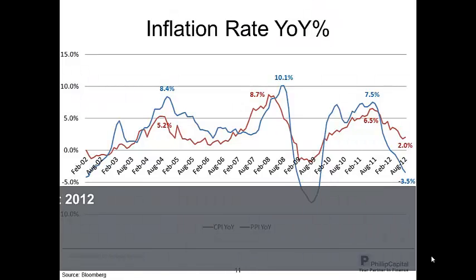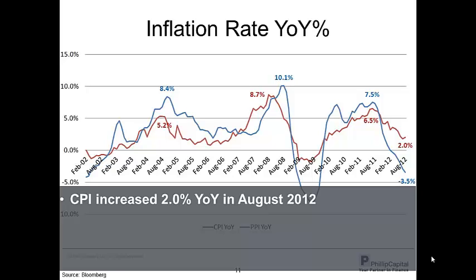China Consumer Price Index, CPI, rose 2% year-on-year in August 2012. This is far below the 6.5% spike in CPI in August 2011. China Producer Price Index, PPI, is also telling the same picture. PPI, which measures inflation at the wholesale level, slumped 3.5% year-on-year in August 2012. This is far more comfortable than the 7.5% year-on-year spike in August 2011.